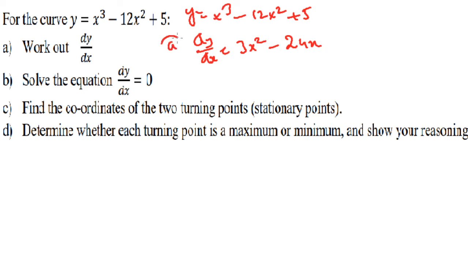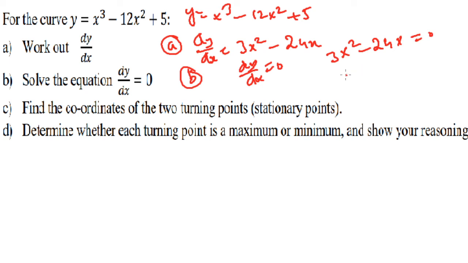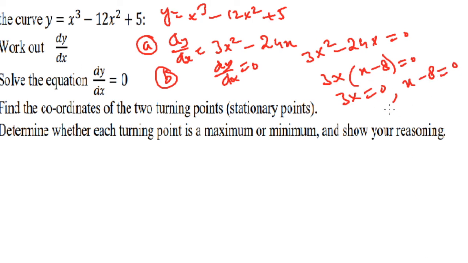That's part A. In part B, they say solve dy dx equal to 0. So very simple. When dy dx is equal to 0, it means 3x squared minus 24x is equal to 0. So 3x is common: 3x times (x minus 8) is equal to 0. So 3x is equal to 0 and x minus 8 is equal to 0. So we get the values x is equal to 0 and x is equal to 8. So these two values we got.